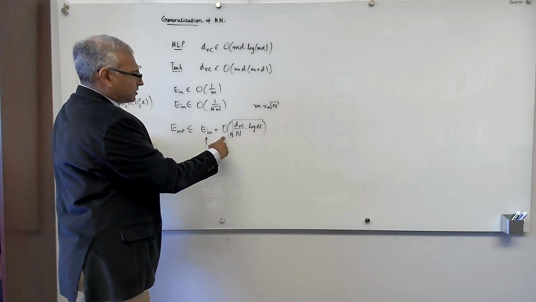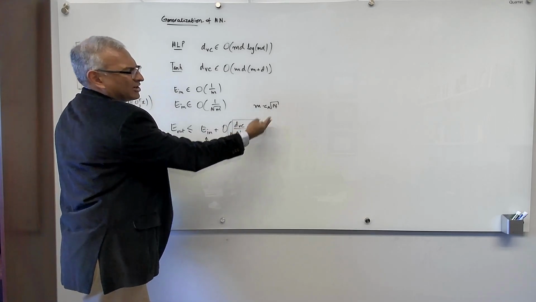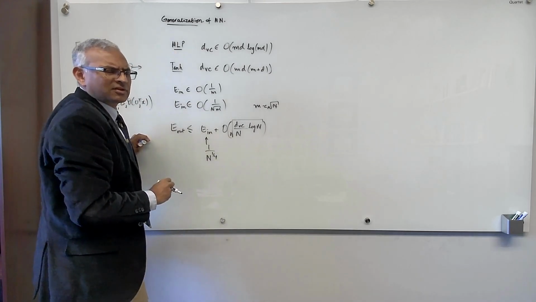And what happens here? Well, you have root n over n. Forget about the log term. We're doing a very approximate analysis.